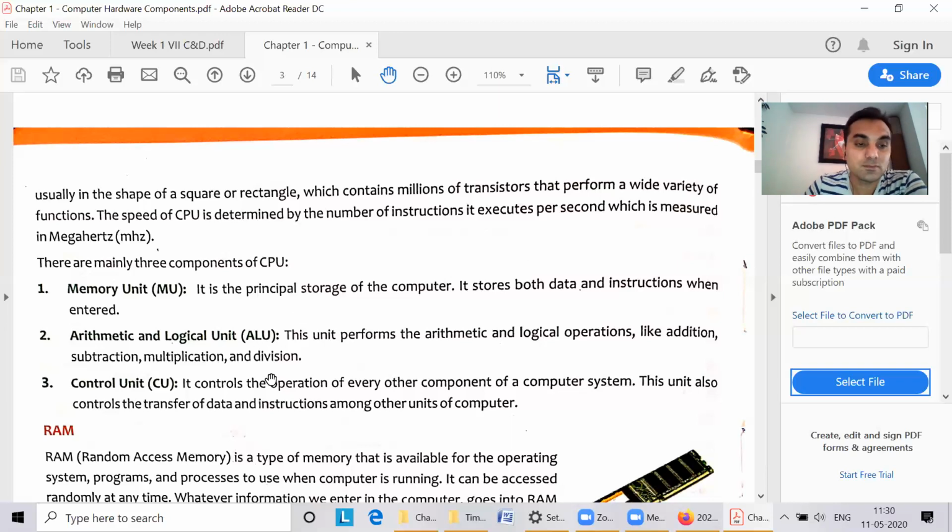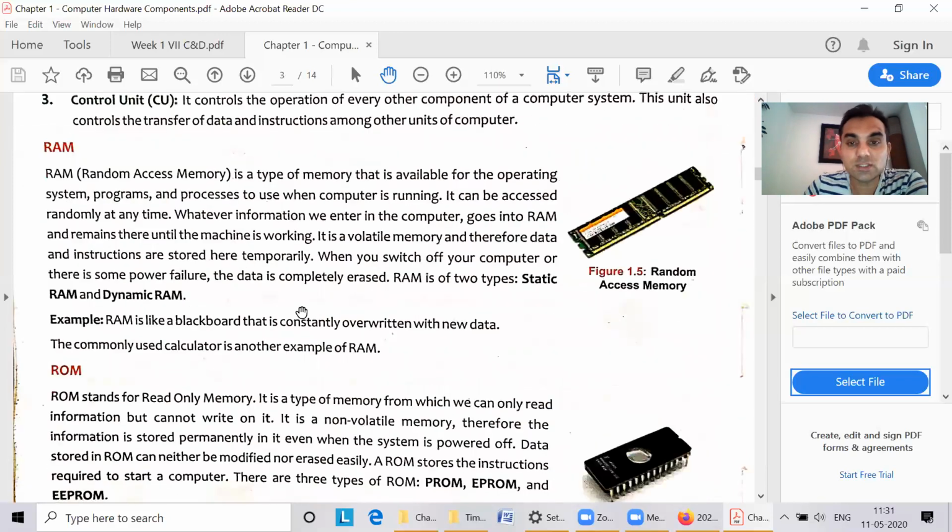Next is, I hope students you are understanding this. It's very easy actually. RAM, random access memory. The full form of RAM is random access memory. It is a type of memory that's available for the operating system, programs, and processes to use when the computer is running. It can be accessed randomly at any time.